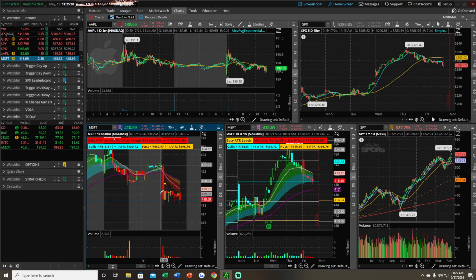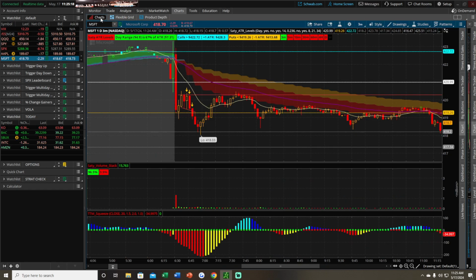And we have support below. Right here we have the multi-day call trigger, the weekly call trigger, which I'll get into and show you why these levels work so well.